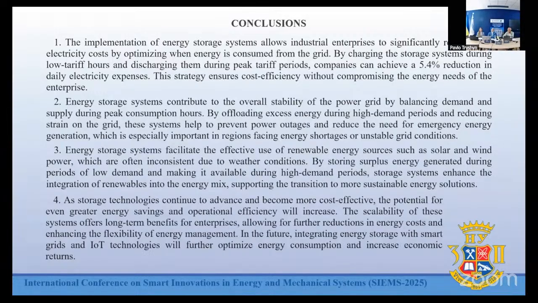ESS are essential for integrating renewable energy sources like solar and wind into the grid, which are often inconsistent due to weather conditions. As storage technologies continue to advance and become more cost-effective, enterprises will see even greater benefits in terms of energy saving and operational flexibility.